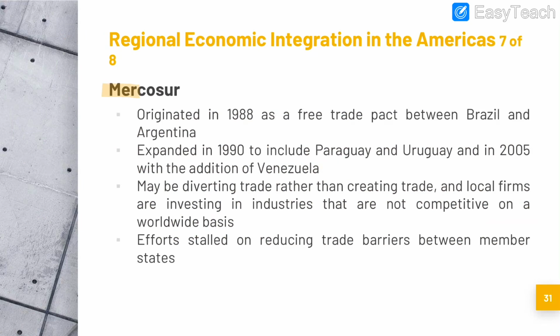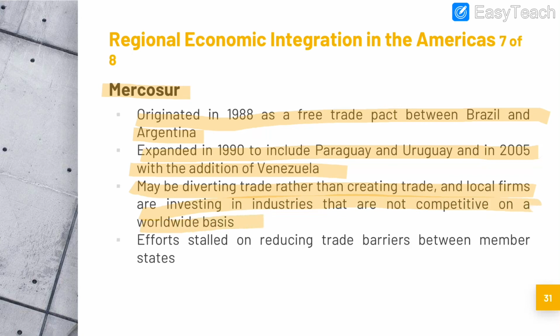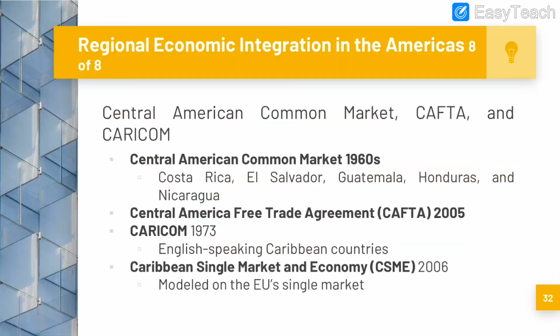So what is actually Mercosur? It originated in 1988 as a free trade pact between Brazil and Argentina, expanded in the 1990s to include Paraguay and Uruguay, and in 2005 with the addition of Venezuela. In Latin countries, it may be diverting trade rather than creating trade, and local firms are investing in industries that are not competitive on a worldwide basis. Efforts failed on reducing trade barriers between member states.